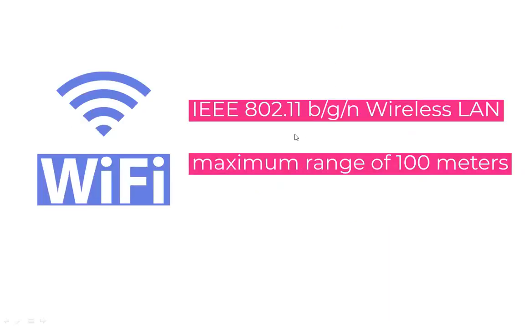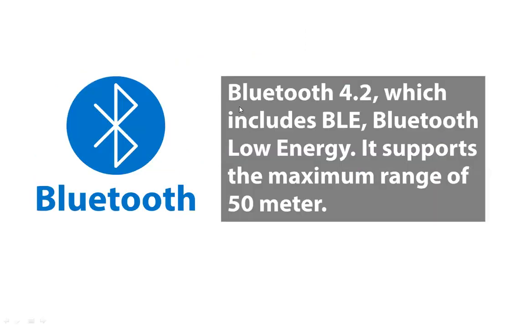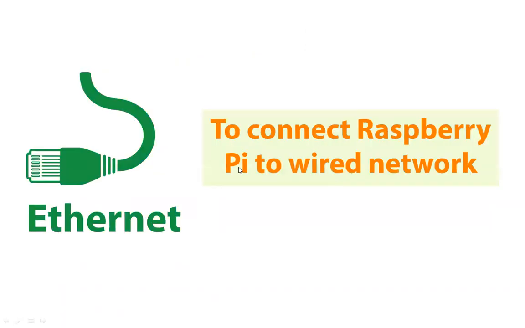Okay, all of you. So now this is the IEEE 802.11b by G wireless LAN. It supports up to 100 meters, and we have Bluetooth, that is Bluetooth 4.2. It supports a range up to 50 meters, and we have Ethernet. So directly you can connect your Raspberry Pi to a local network. It is possible. This is a wired network, whereas Bluetooth and Wi-Fi are wireless networks. These are generally for short-range data communication.